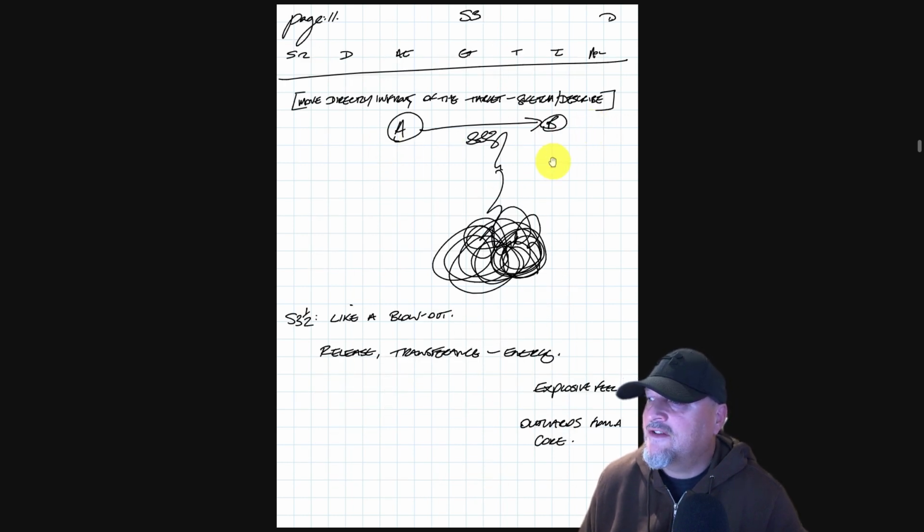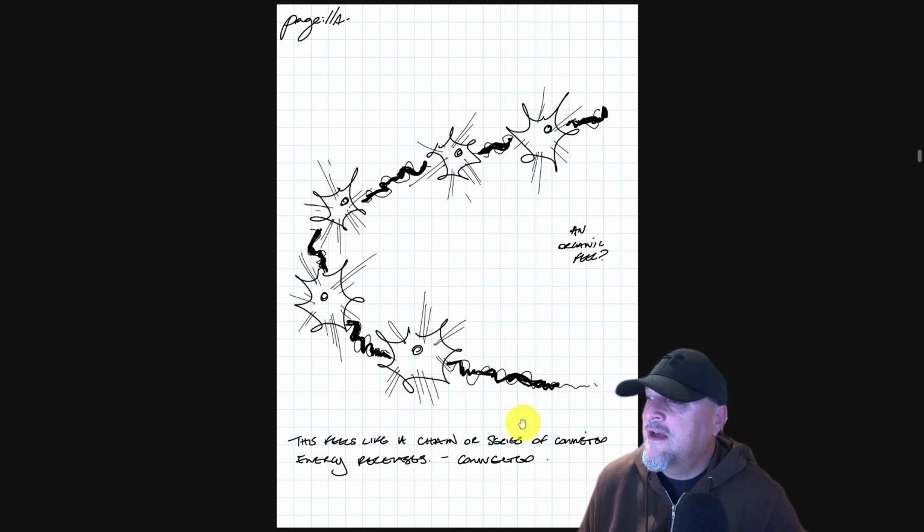So I'm moving in front of the target here. I see a big blowout, a release or transference of energy, and this is an explosive feel. And this exploded outwards from a core. And I could see that there was this kind of explosive event happening in this explosion. I don't know what this means, but it looked like a chain or a series of connected energy releases. Very interesting, and maybe at a quantum or a very small level.